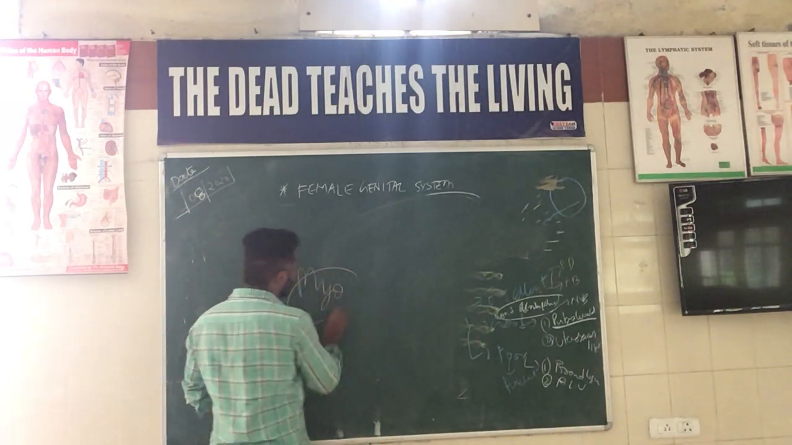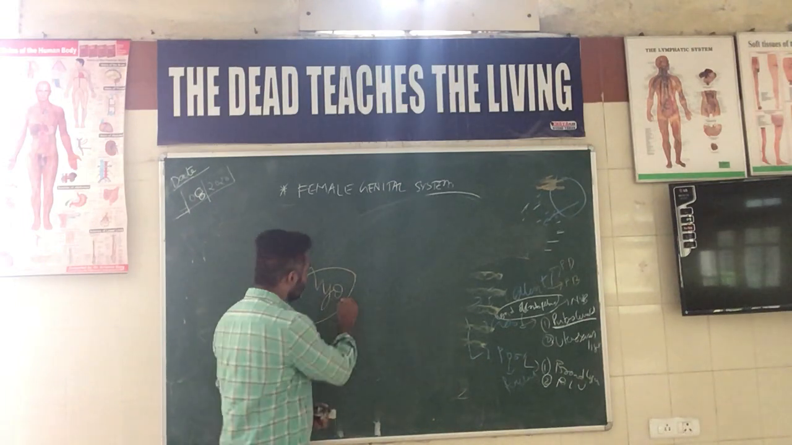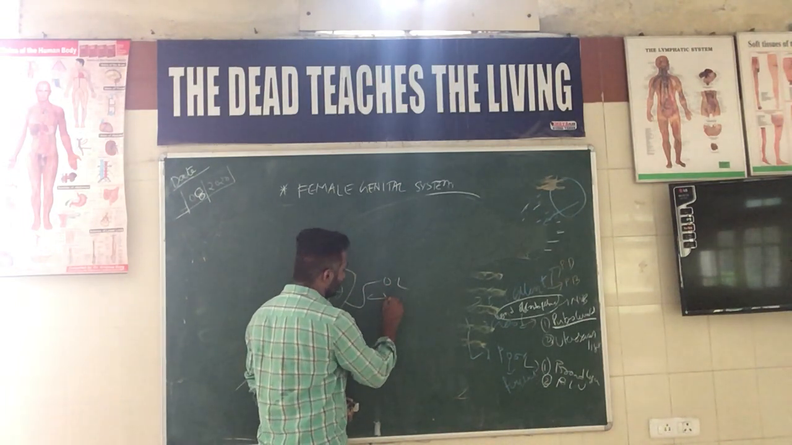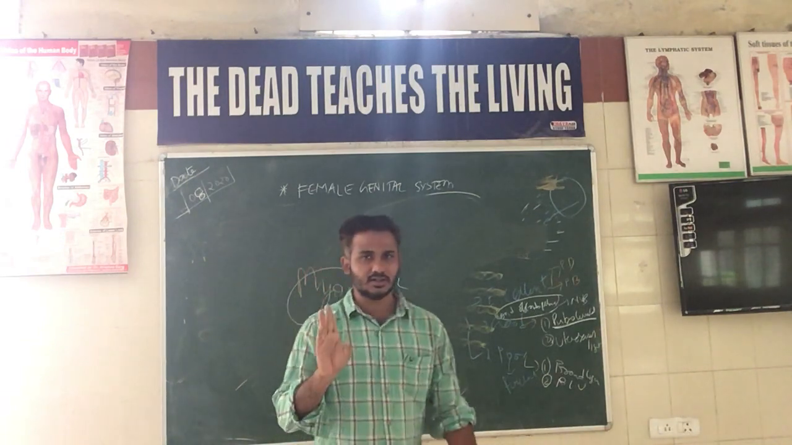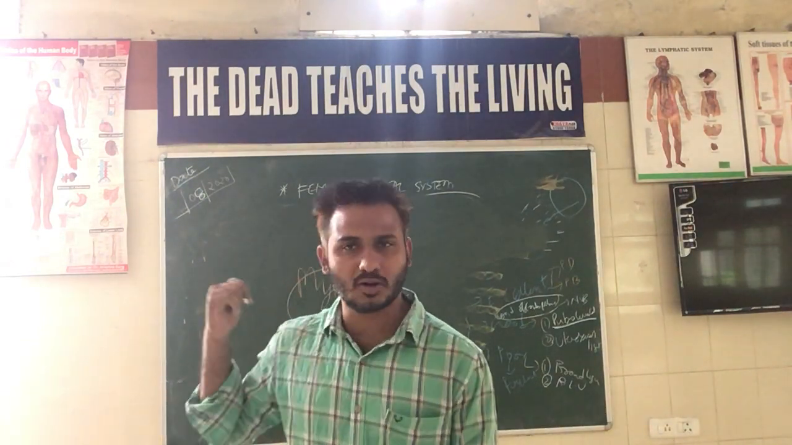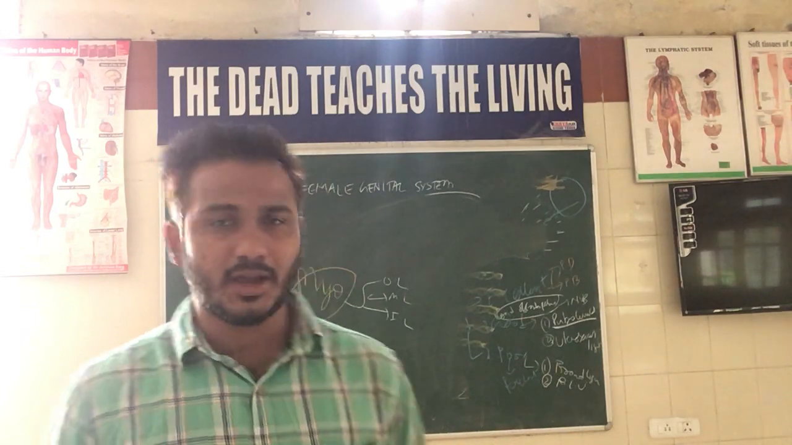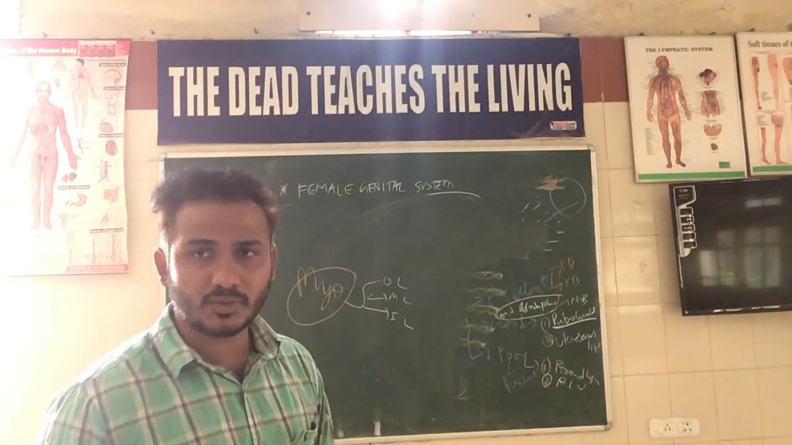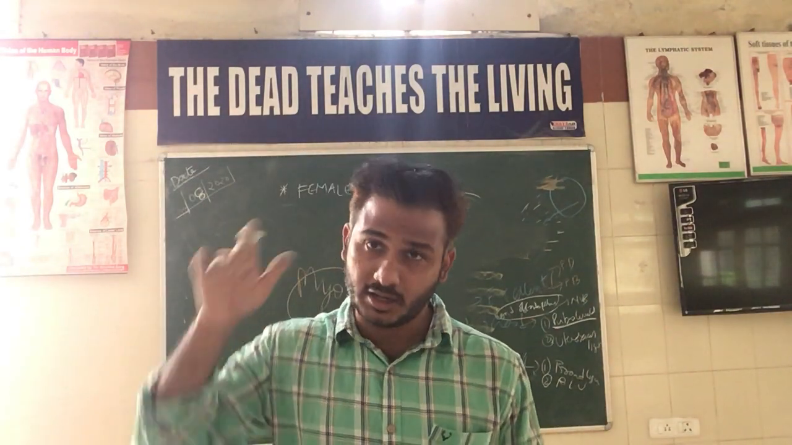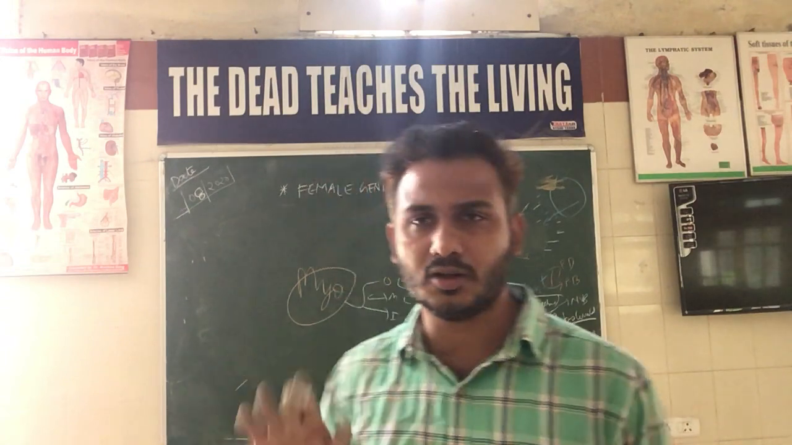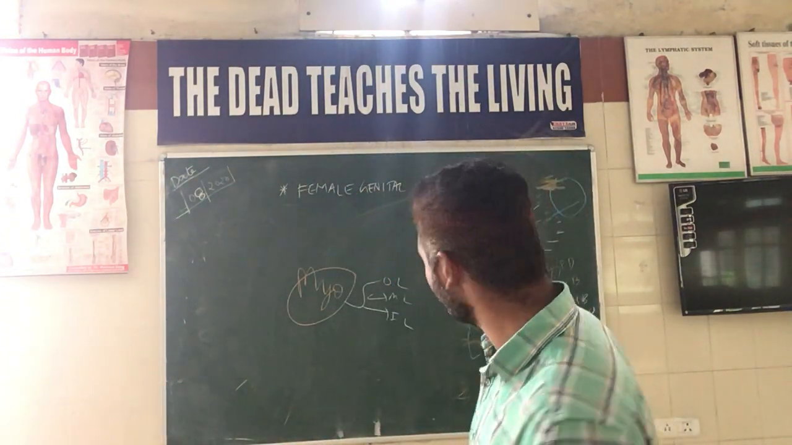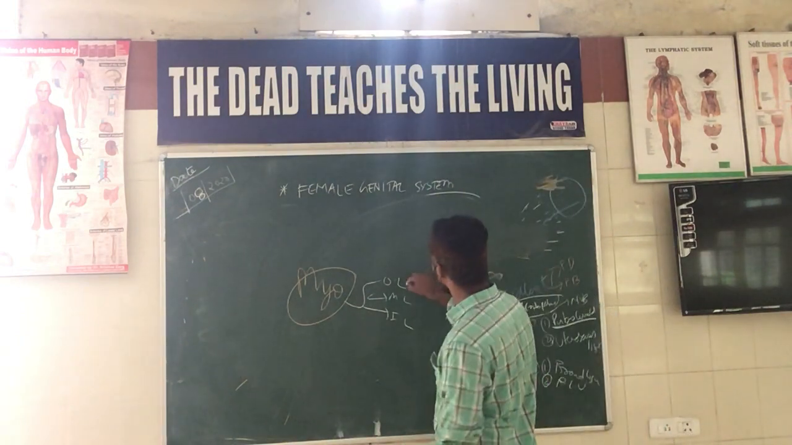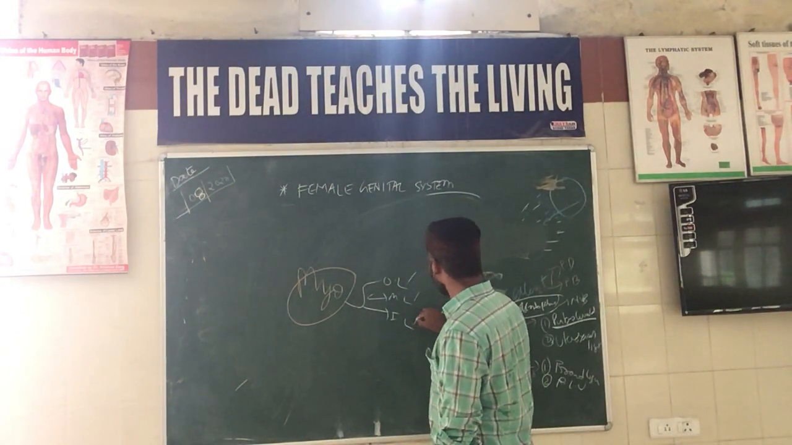So the myometrium of the uterus consists of 3 layers: outer longitudinal, middle circular, and inner oblique. These 3 layers are generally present in structures like the stomach: outer longitudinal, middle circular, inner oblique. And in the ureter also we have outer longitudinal, middle circular, and inner longitudinal. Again, inner longitudinal, it's not oblique. The myometrium of the uterus also consists of outer longitudinal, middle circular, and inner oblique.